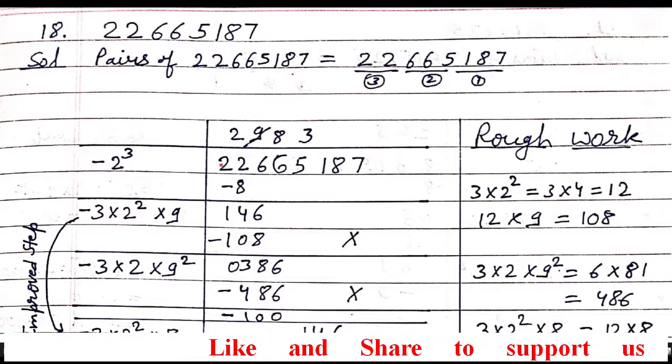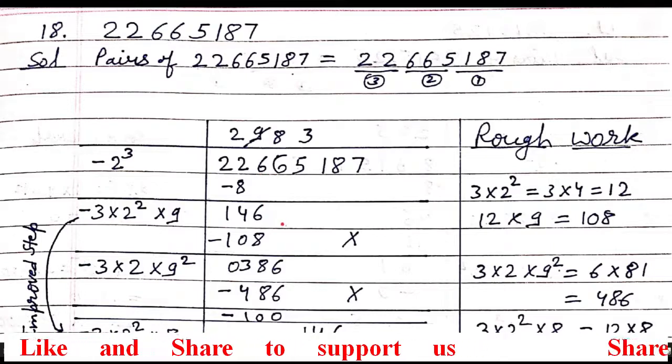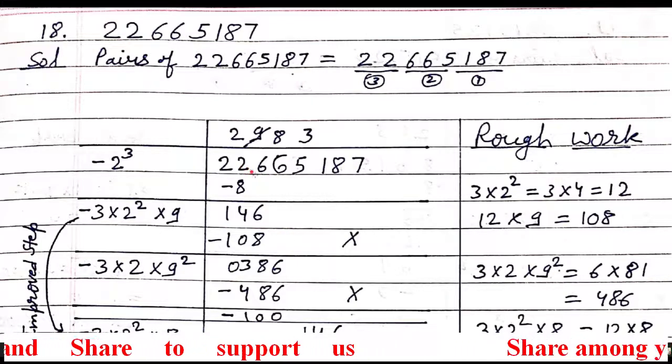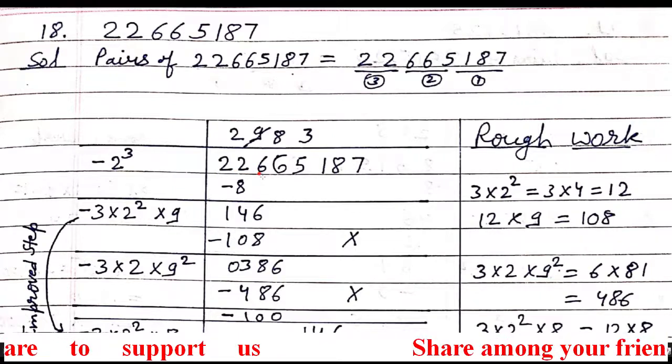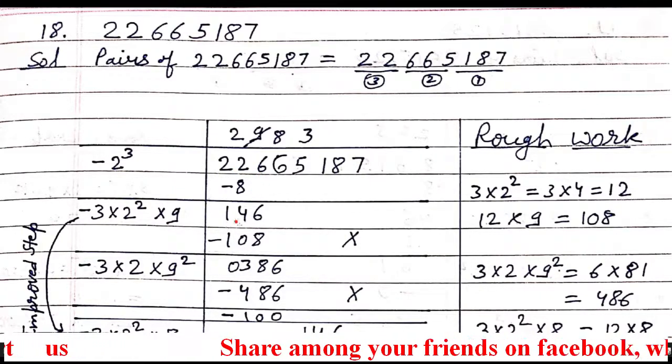Now after doing this process, these digits will come down one by one in each step. So after the first pair 22, the next digit we obtain is 6. So 6 will come down, and it is going to be 146.